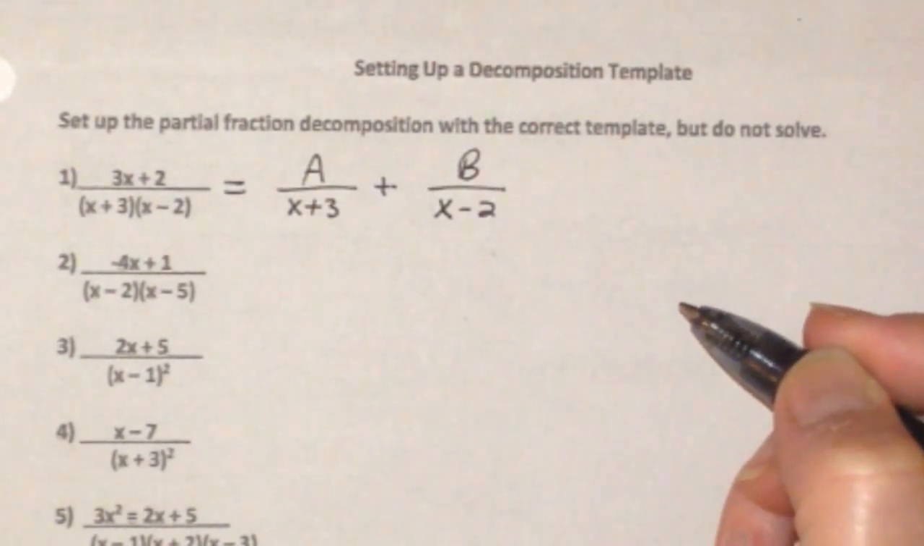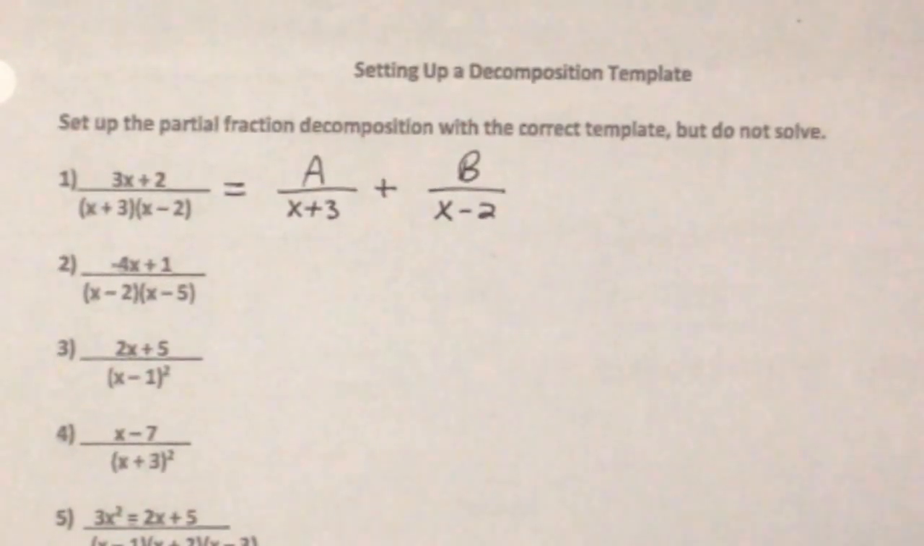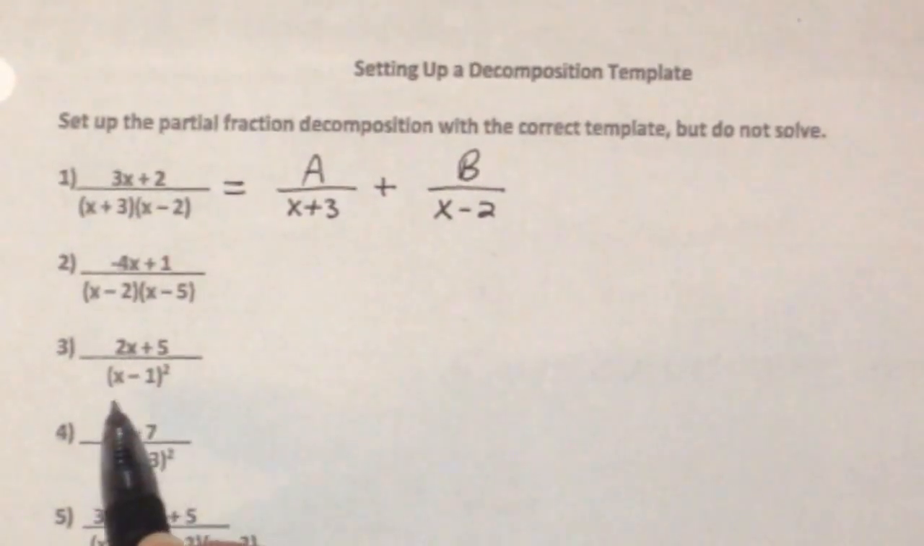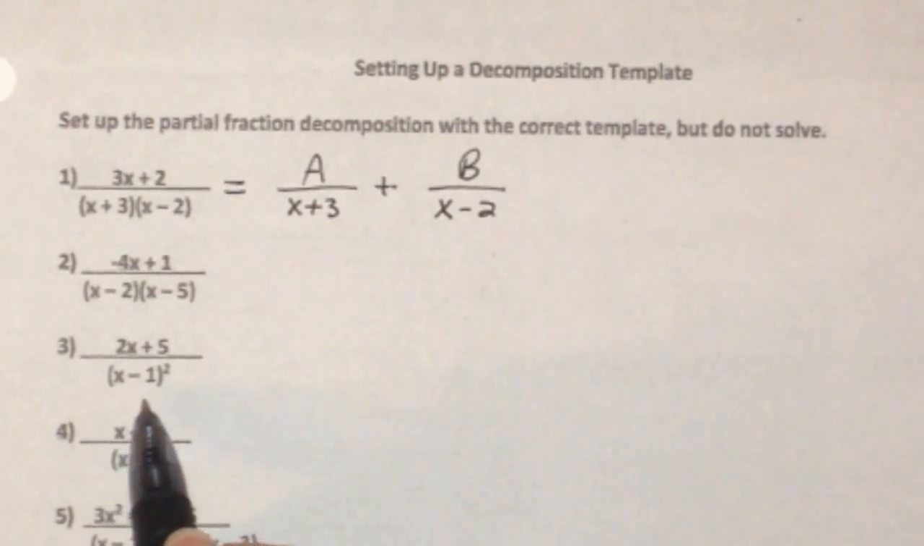Number 2 will be very similar to what I did in number 1, so I'm going to leave that for you to do. Number 3, we see something different. Our denominator has a repeated factor. It's got x minus 1 times x minus 1.